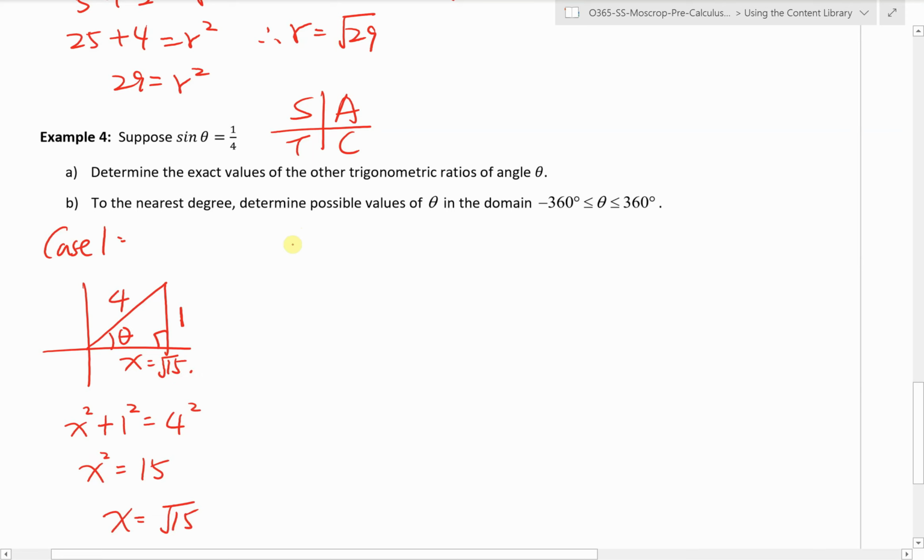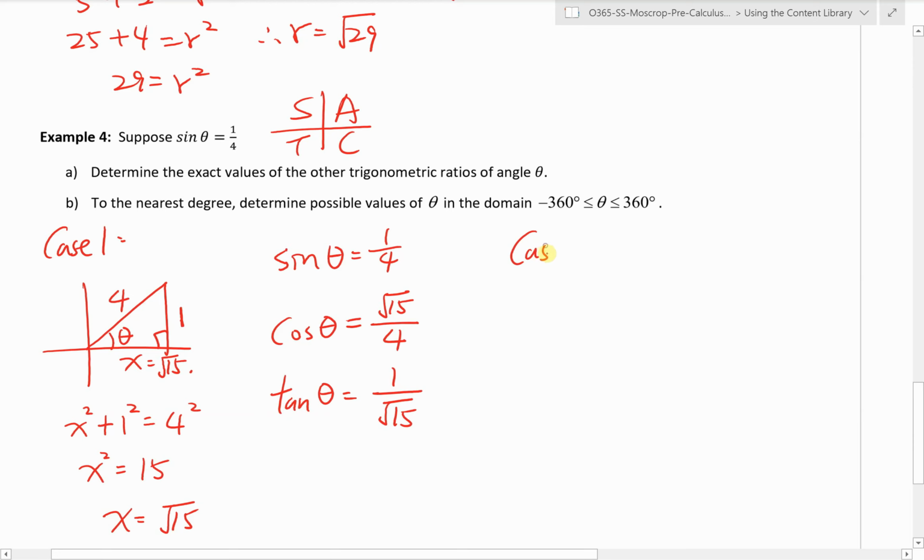So in this case, we already know sine theta is a quarter. Cosine theta, because we're in quadrant 1, all the ratios will be positive. So we don't need to worry about the signs. Cosine will be adjacent over hypotenuse, so root 15 over 4. And tangent theta would be opposite over adjacent, so that's 1 over root 15. Okay, so that's case 1. That's if the angle was in quadrant 1. Case 2, this is when the angle is in quadrant 2, right?